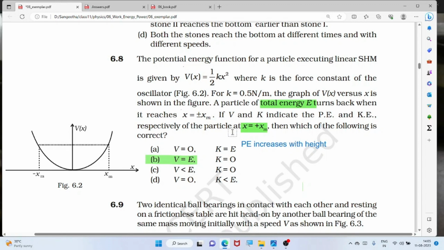So they are asking at x equal to plus x, at this point, which of the following is correct? Here the kinetic energy will be 0 and the potential energy will be the total energy. Here at the middle, the kinetic energy will be maximum and the potential energy will be 0. But they are asking about this point. At that point the potential energy will be the total energy, and the kinetic energy will be 0.